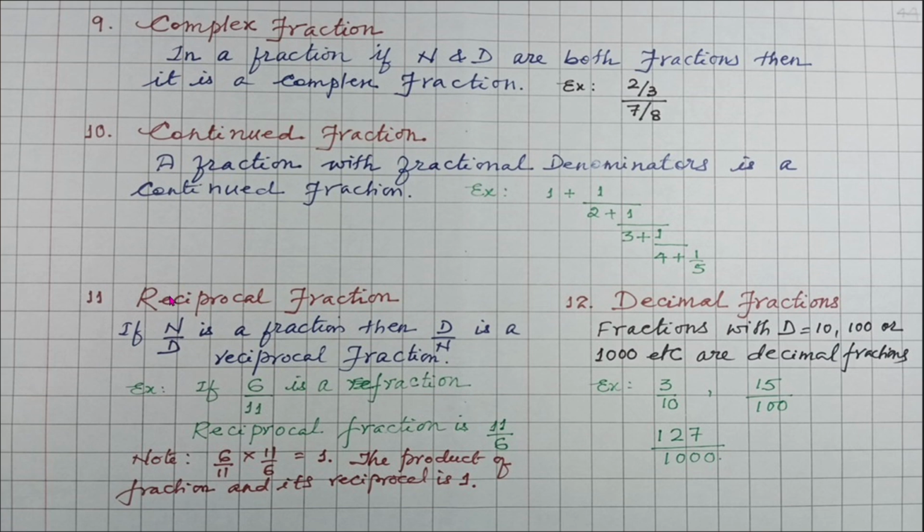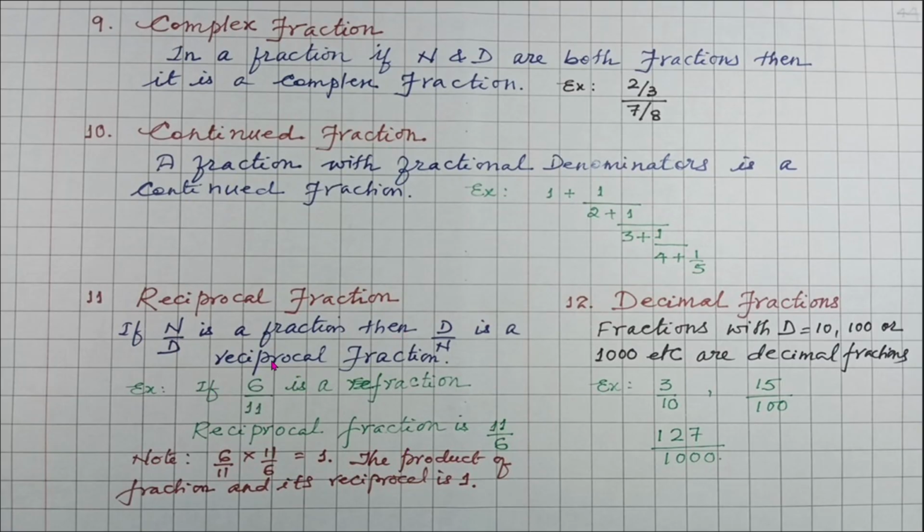Remember that. Reciprocal fraction. If n upon d is a fraction, then d upon n is a reciprocal fraction. Observe here, n is made denominator, denominator is made numerator here. So n upon d is d upon n, and d upon n is the reciprocal of n upon d, or n upon d is the reciprocal of d upon n, and when we multiply n upon d into d upon n, we get 1. Therefore the product of a fraction and its reciprocal is always 1.